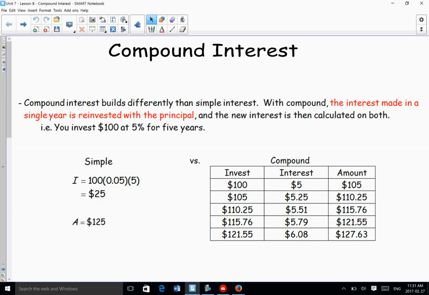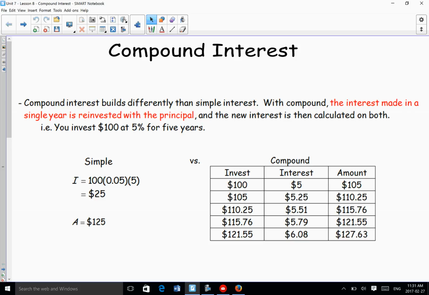Compound interest builds differently than simple interest. We talked yesterday that with simple interest, you calculate at the end of your period. What happens after 5 years? You make a single calculation at the end of 5 years. But with compound interest, what we do instead is reinvest at the end of each compounding period. That way, when we make a new calculation, we're calculating interest on not only the principal we started with, but also on interest we've already made. So it keeps getting reinvested.